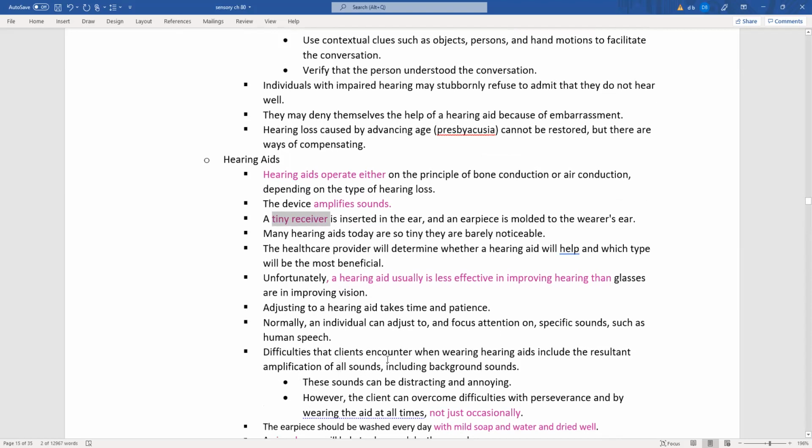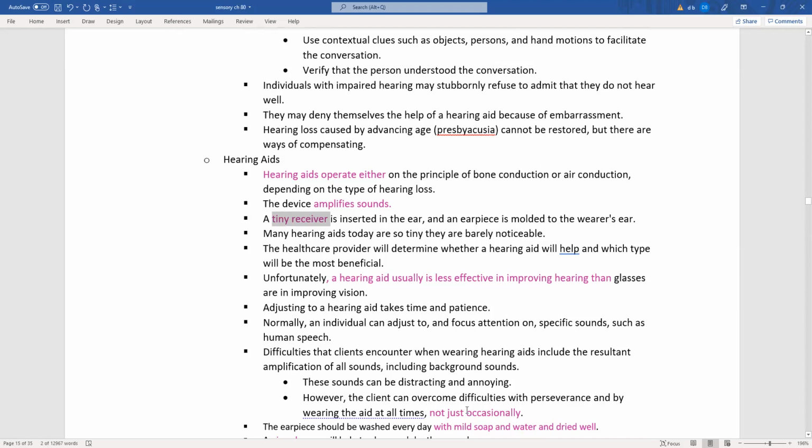So these people with hearing aids, they hear every damn thing. They hear your damn stomach growling. They hear you about to get ready and fart before you even fart. So they can hear everything. So these sounds can be distracting and annoying.